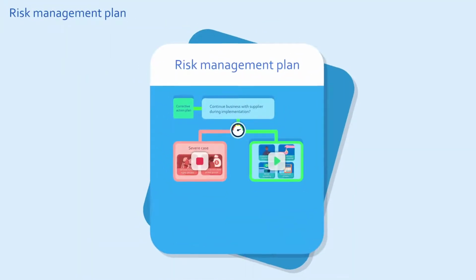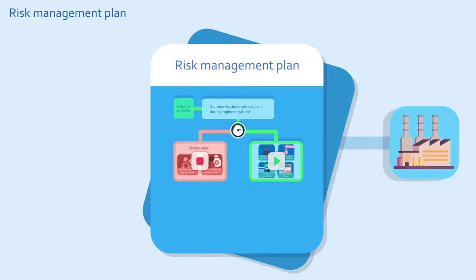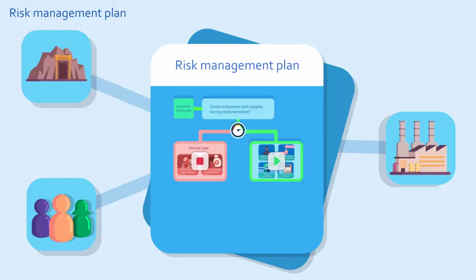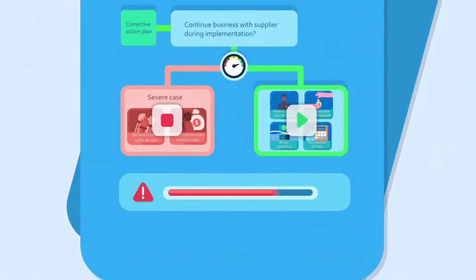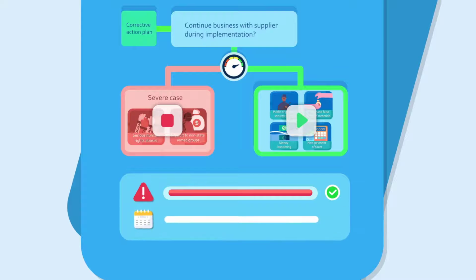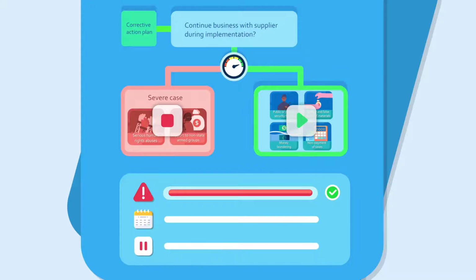Put your strategy into a risk management plan. Develop the plan with suppliers and other stakeholders. Define clear indicators showing how you will measure progress. Give suppliers timelines for implementing their responsibilities in the plan, and tell them the repercussions for failing to do so.